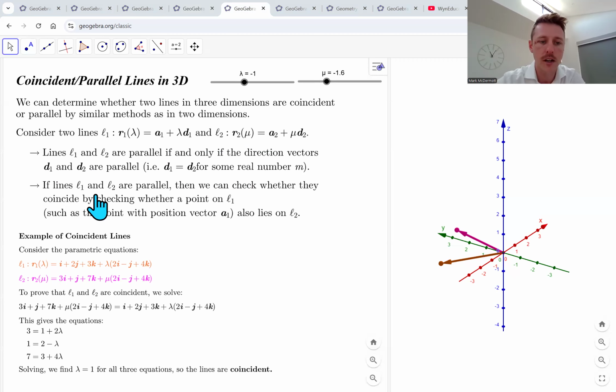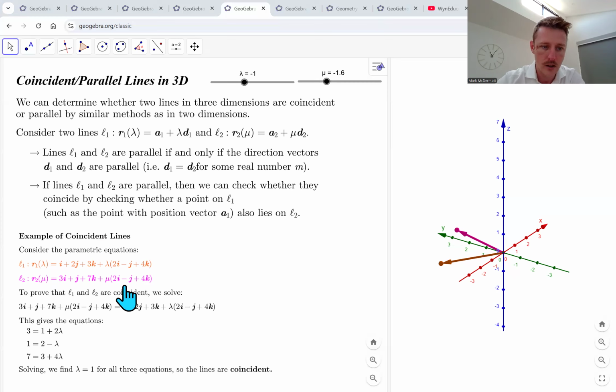If lines L1 and L2 are parallel, then we can check whether they coincide by checking whether a point on L1, such as a point with position vector A1, lies on L2. So it's basically what we did before. If they're parallel, we need to check if they coincide by checking if there's a point on L1 that's also on L2. Okay, so let's look at an example of coincident lines here. So R1 is this, R2 is this.